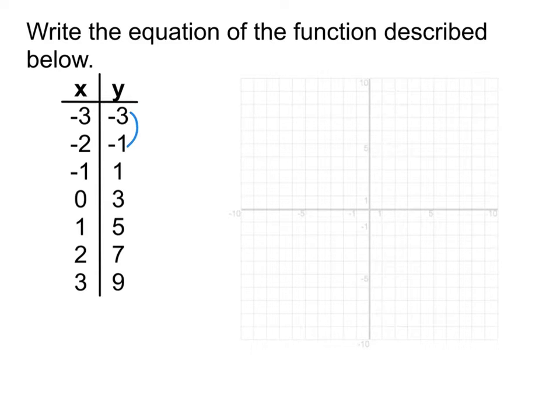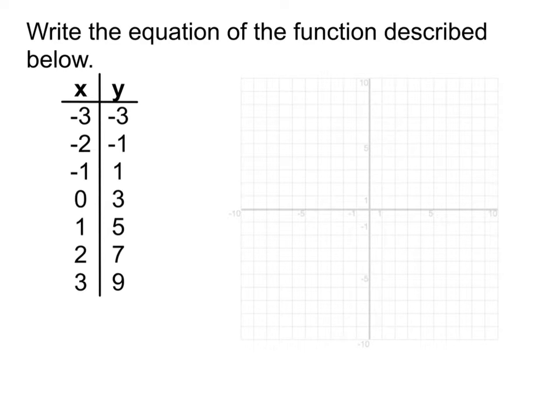-3 to -1, that's a total distance traveled of 2. -1 to 1 is 2. 1 to 3 is 2. This is looking good. Is it 2 every single time? Yes, it is. So that tells me that this thing is linear. It's a straight line, which means either my equation is just y equals x and some modification of that, or the absolute value of x.